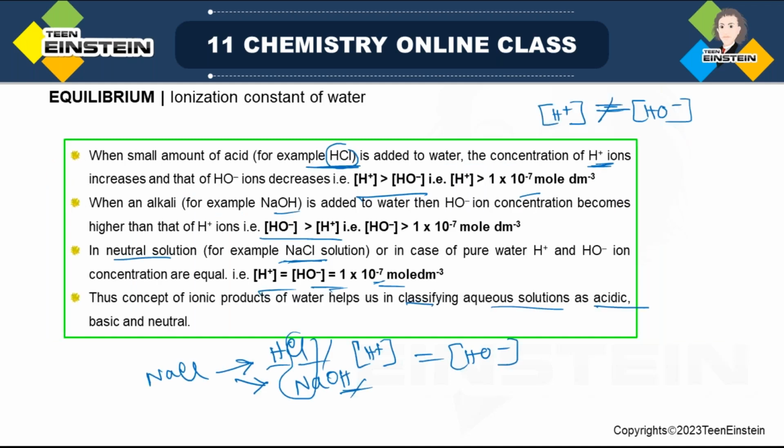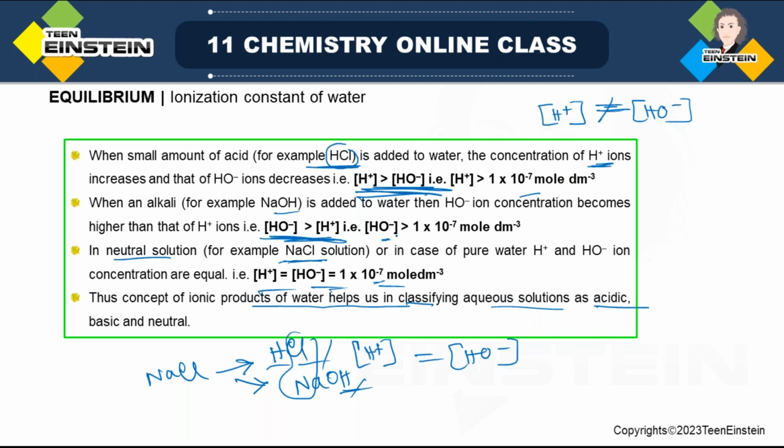So in the previous slide, we have seen that the concept of ionic product of water helps us in classifying an aqueous solution as acidic, basic or neutral. Now don't think that it is saying that the Kw value will change when you have added some acid or base. When it is neutral, we know it is 10 to the power minus 14 at 25 degrees centigrade. But don't think it will change when you are adding some acid or base. Basically, when you are adding some acid, this will be the condition. When you are adding some base, this will be the condition.